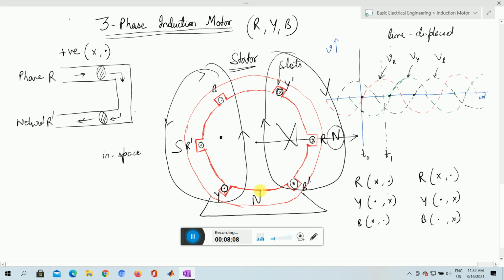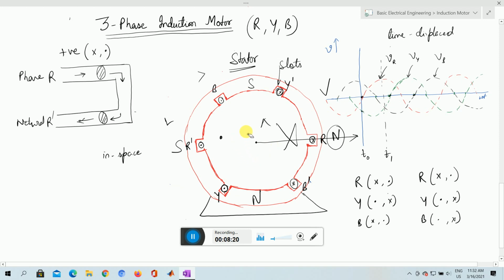This is like creating a virtual north pole over here and a virtual south pole over there on the top, like north to south pole. So in this way you can have a visualization here that the north pole has been shifted from the positive x-axis to the negative y-axis. It has rotated by an angle of 90 degrees.